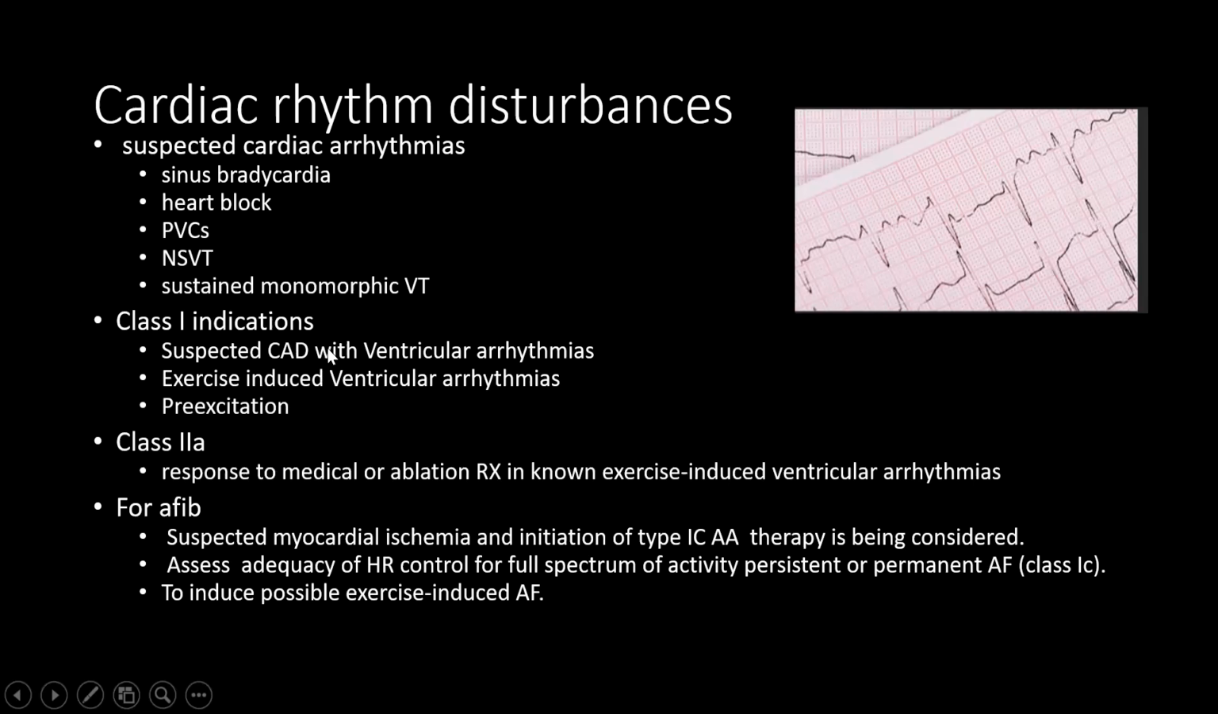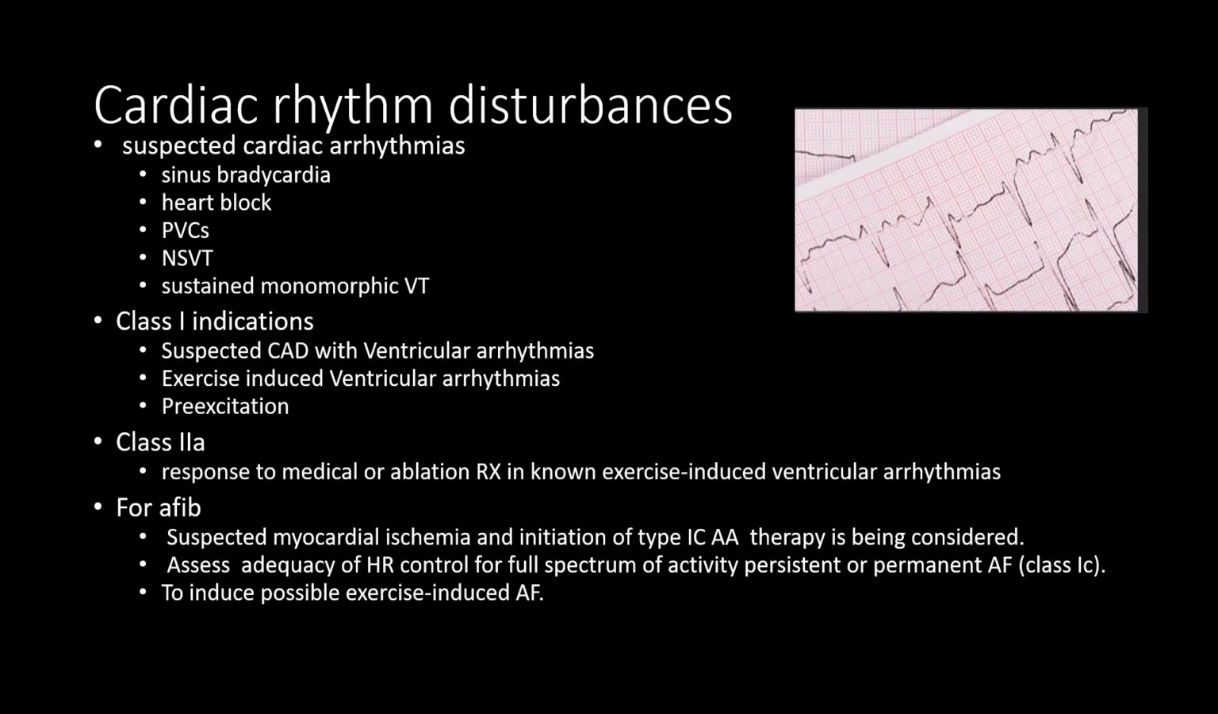For cardiac rhythm disturbances, exercise treadmill testing can be performed in patients with suspected cardiac arrhythmias, those with sinus bradycardia to look for chronotropic response, patients with heart block to see if the heart block would worsen with exercise or get better with exercise, patients with PVCs to see the prevalence of PVCs and to see if it increases or disappears with exercise, and patients with non-sustained ventricular tachycardia, but it is not done for patients with sustained monomorphic ventricular tachycardia, except in very selected conditions.